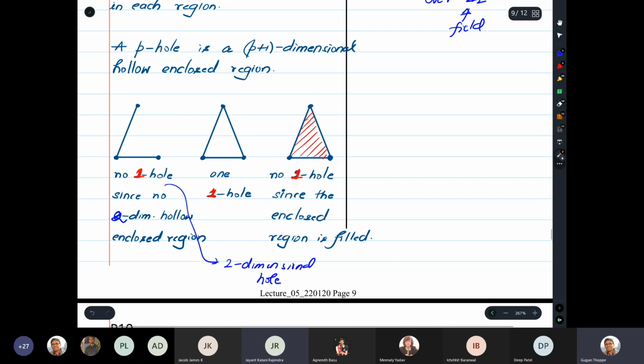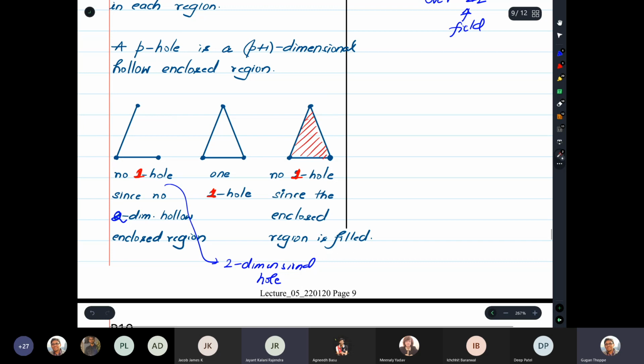Here there is a hole. Here there is an enclosed region which is also hollow, whereas in this example there is an enclosed region but it is filled. So the reason why there is no hole here and the reason why there is no hole here are different. Here there is no hole because there is no enclosed region, whereas here there is no hole not because there is no enclosed region. Indeed there is an enclosed region, however that region is filled.